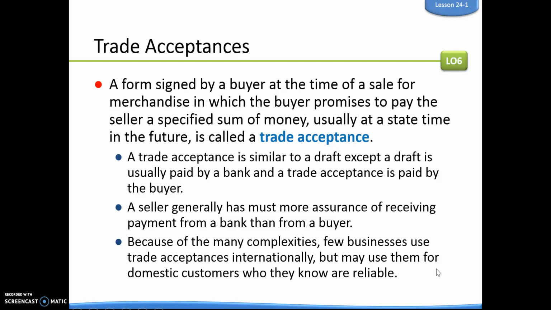The last thing I just want to mention is that there is such a thing called a trade acceptance. A trade acceptance is simply just a form signed by a buyer at the time of sale, promising to pay a specified sum of money, usually at a date in the future. The reason we don't do this internationally is just that we don't know our buyers as well.